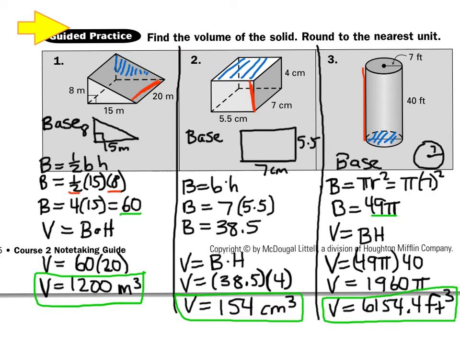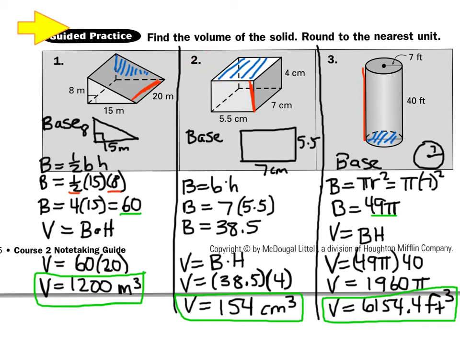And now I do the volume. The volume is the area of the base times the height. So I put 60 in for the base, and then remember the height is how far apart the triangles are, and that's 20. So 60 times 20 gives me 1200 meters to the third power.